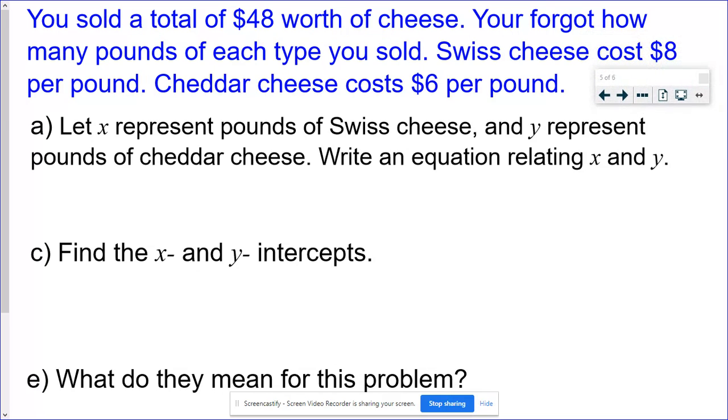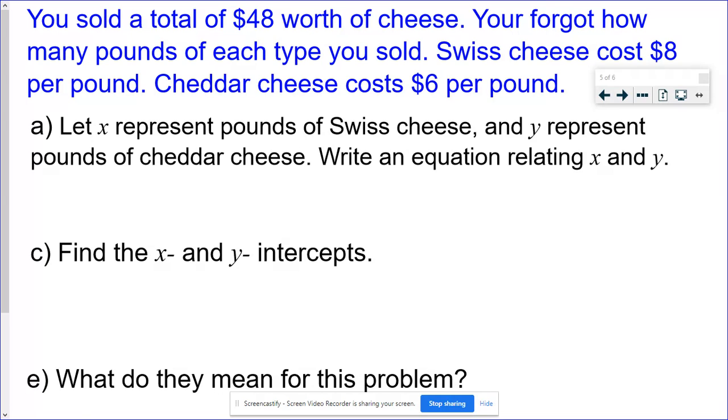Sometimes when we see story problems, they work very nicely to write them in standard form. Having the x and the y together on one side equals another number on the other side. This is a totally realistic kind of a problem. Not really, because you're selling cheese. Apparently you're not a very good cheese seller because you don't remember how much you sold of each kind. But we have this information.